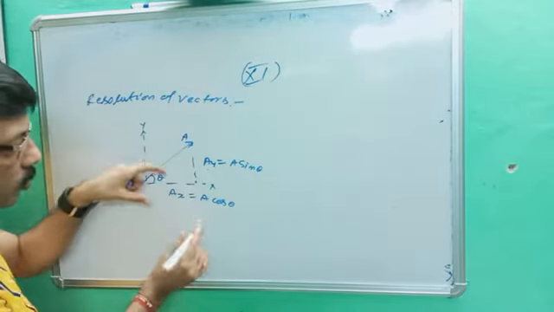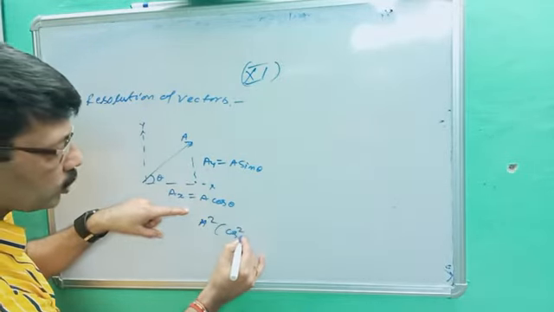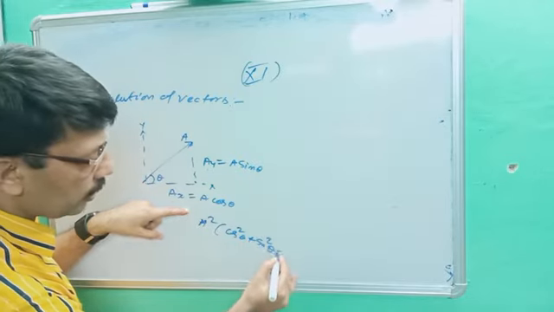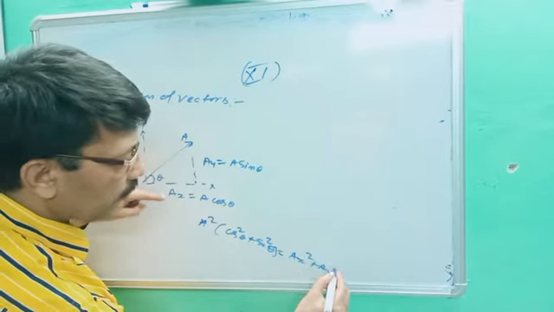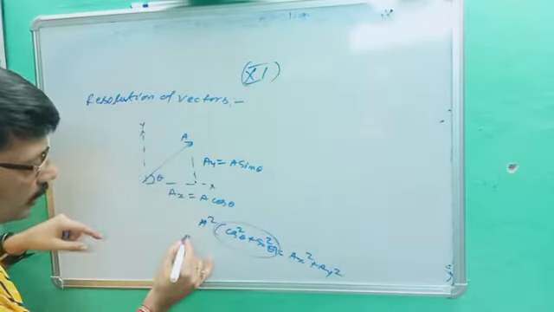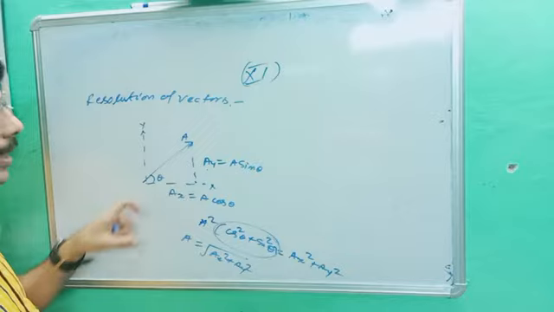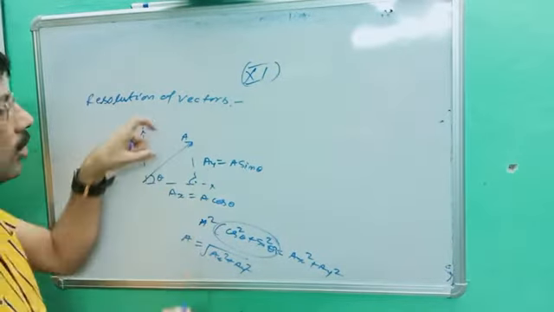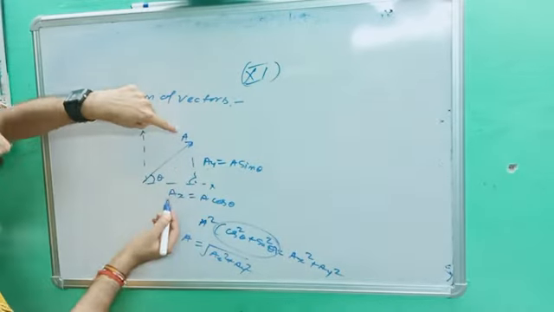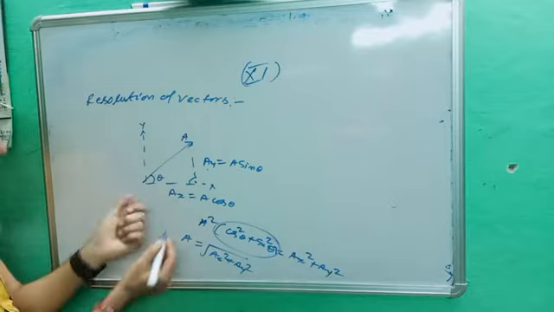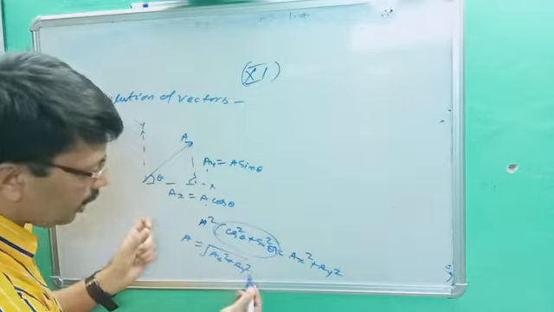If you square and add them, what do you get here? A square cos square theta plus A square sin square theta. A square common, cos square theta plus sin square theta, so it will be Ax square plus Ay square, since sin square plus cos square is 1. So what is the answer? A is equal to under root Ax square plus Ay square. Directly you can get the answer because this angle is 90 degrees, so directly you can apply the Pythagoras theorem. In this case A is equal to under root Ax square plus Ay square. But here you are converting into Ax is equal to A cos theta and Ay is equal to A sin theta, and that way you can get the answer.